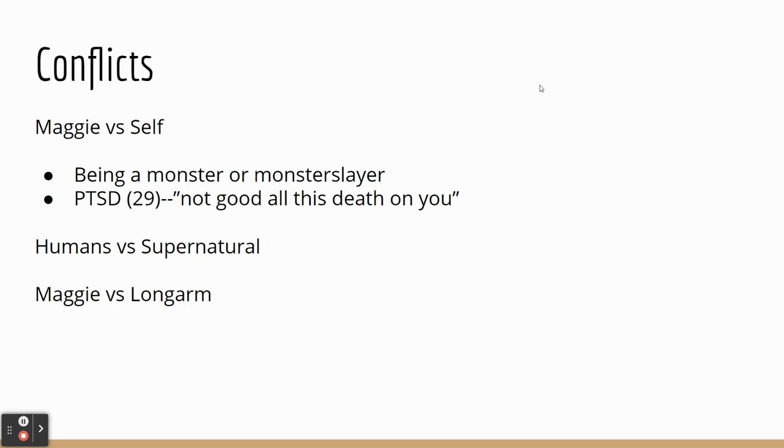Remember that we're talking about character, conflict, connection, and theme. So the conflicts are obviously Maggie versus herself. Your paper, in some ways, one of the options is being a monster or monster slayer. Which is she? She's certainly dealing with some forms of post-traumatic stress disorder. Ta tells her on page 29 that it's not good, all this death on you. There are humans versus witches and humans versus all forms of the supernatural. There's also a basic Maggie versus Long Arm conflict as well.